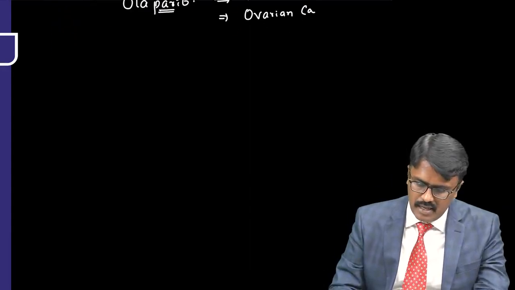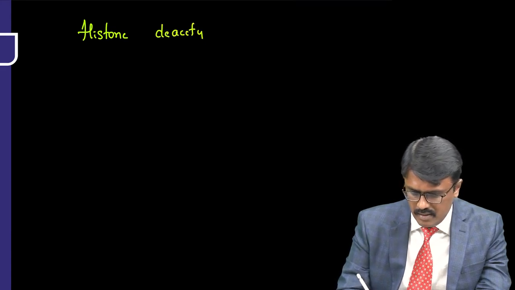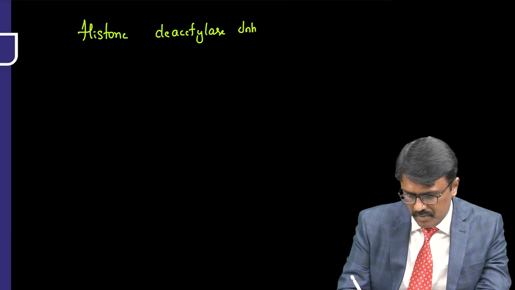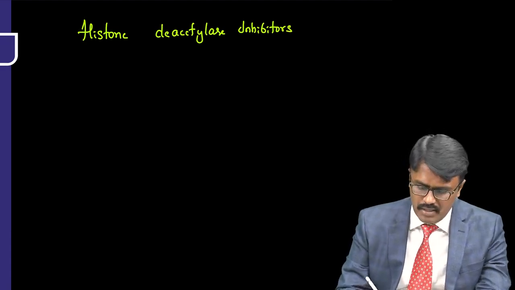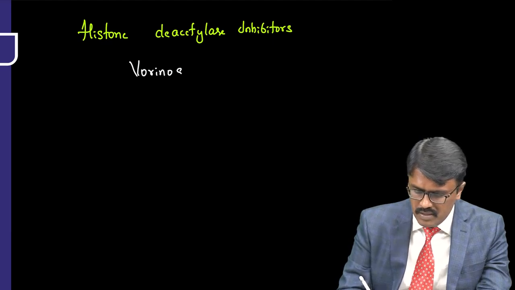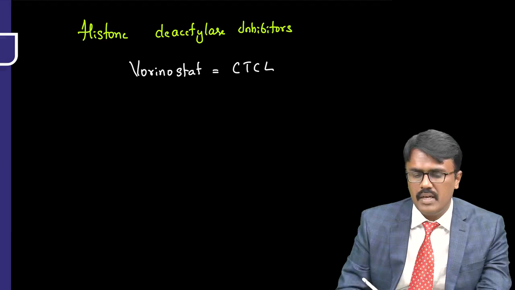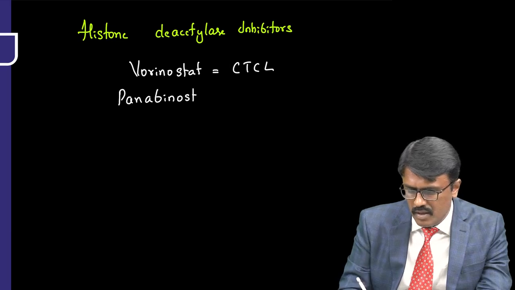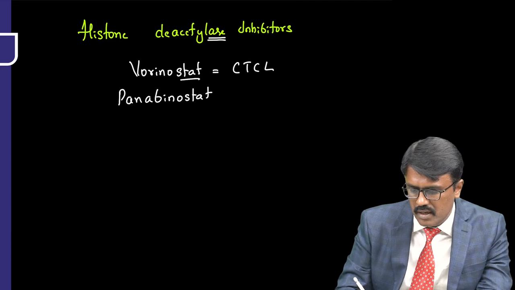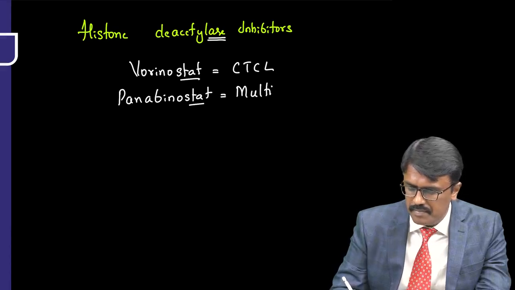The last one in the target is the histone deacetylase inhibitors. Histone deacetylase inhibitors end with stat. For example, vorinostat. Vorinostat is used in cutaneous T-cell lymphoma. Then we have another drug called panobinostat. Now usually the enzyme inhibitors end with stat. So this is used in multiple myeloma.